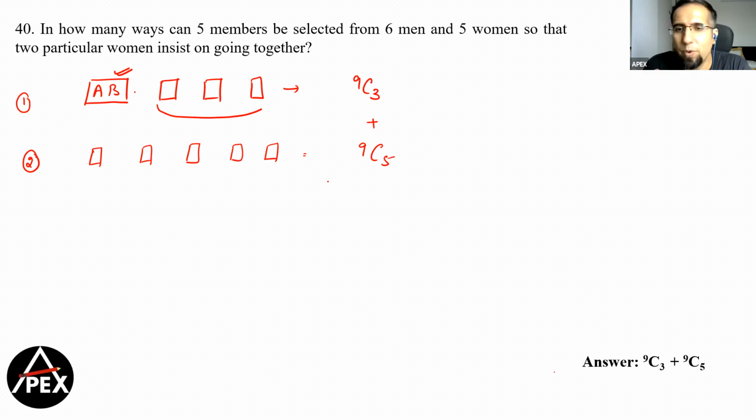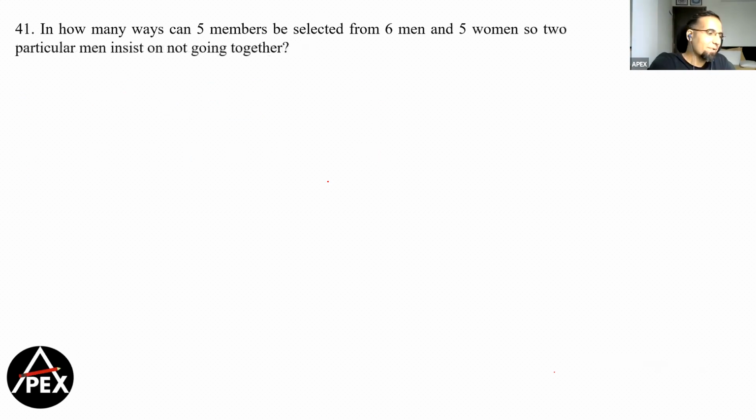Nine C5 is when I'm not selecting both of them here. Uday, were you there in the morning class? Uday. Yep, can we solve, please?